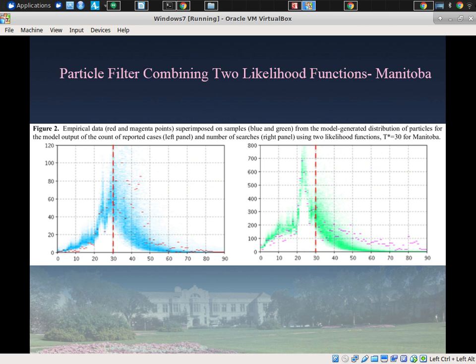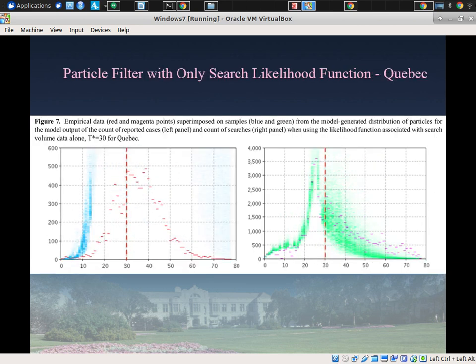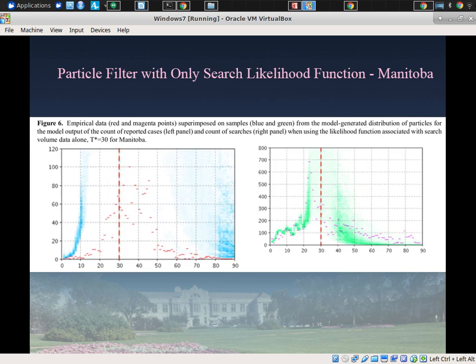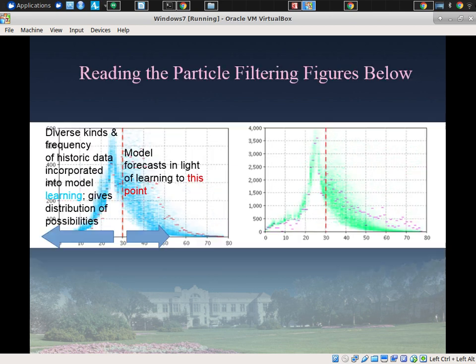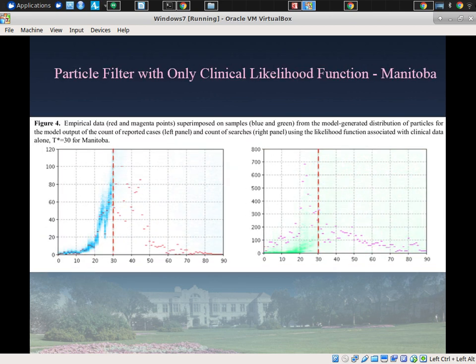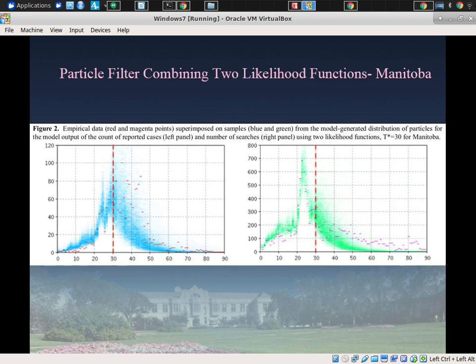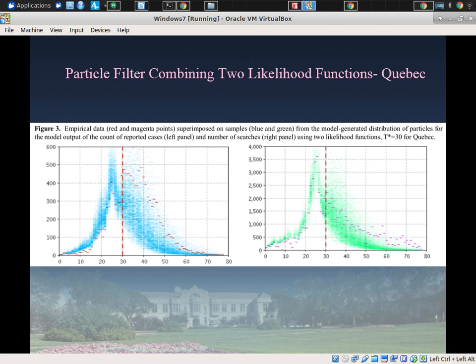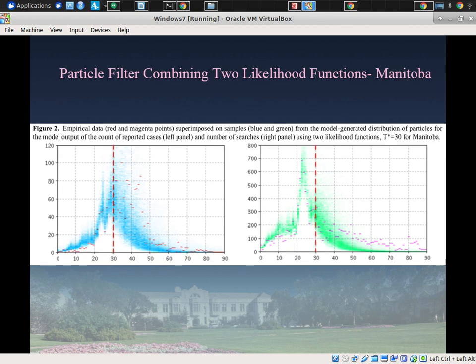Not surprising, we can also know where it's going better for searches if we consider search data than if we only consider clinical data. Here we have no clue where it's going to go search-wise. Here we have a much better understanding because we've added search data. No big surprises there. A particle filter with search data lets it predict search data better.